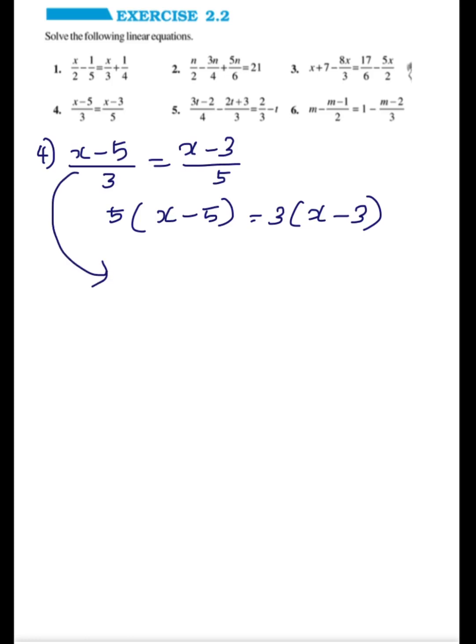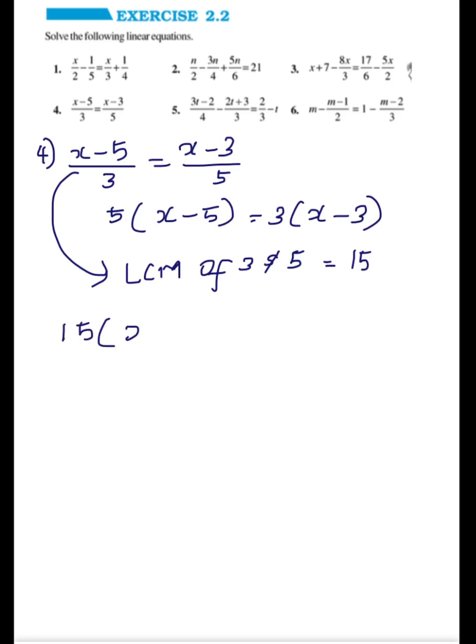I have already told you about these types of questions. Here you can see two denominators, 3 and 5. That means you are actually taking the LCM of 3 and 5, and the LCM of 3 and 5 is 15. That is 3 into 5, since they don't have any common factors. So 15 is the LCM. So you need to multiply both sides with 15.